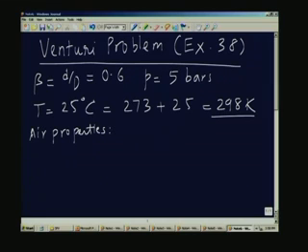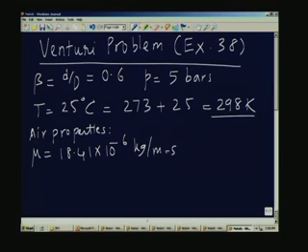In fact, I have taken the properties from a table of properties, and directly I will give the values. The value of the viscosity is 18.41 into 10 to the power of minus 6 kilogram per meter second, and the density at 5 bars is given by 5.844 kg per cubic meters.